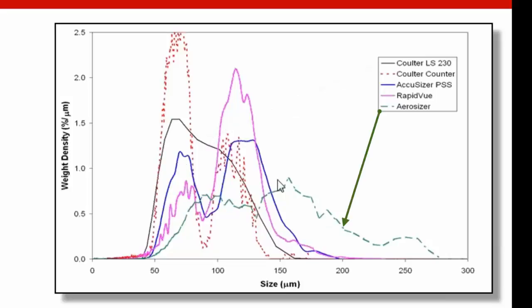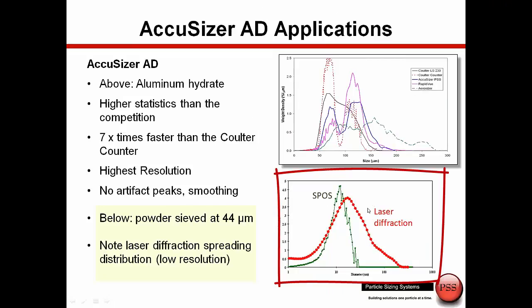And the final technique you see here, the AeroSizer, is an older technique, no longer on the market. This result might give a hint why. In the lower right, we see a result of a powder that was sieved through a 44 micron sieve. So there are no particles above 44 microns. The result from the AccuSizer, shown here in green, gives a nice accurate high resolution result, accurately depicting the size distribution of the sieved particles. The red result comes from laser diffraction, and another limit to resolution of laser diffraction is that it always broadens the distribution as you see here. So if you need an accurate description of the distribution, a single particle counter such as the AccuSizer AD gives a much more accurate, highly resolved result, helping you understand the true distribution of the population.